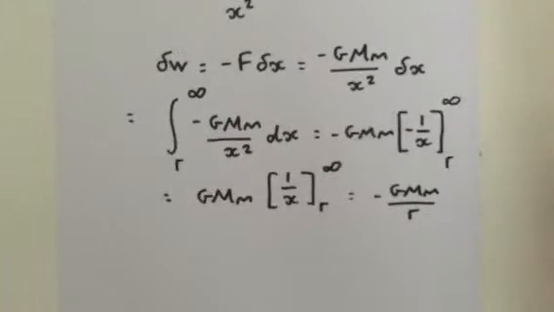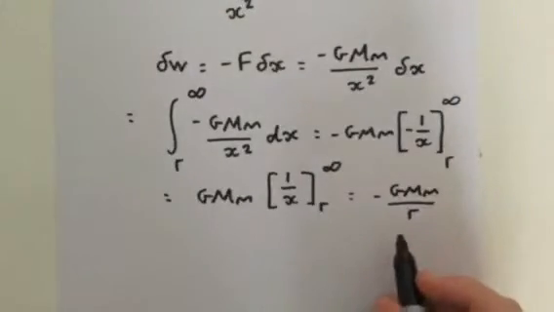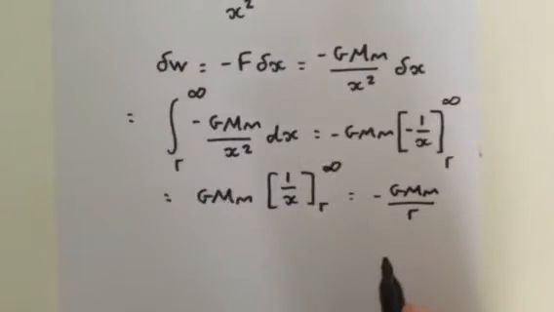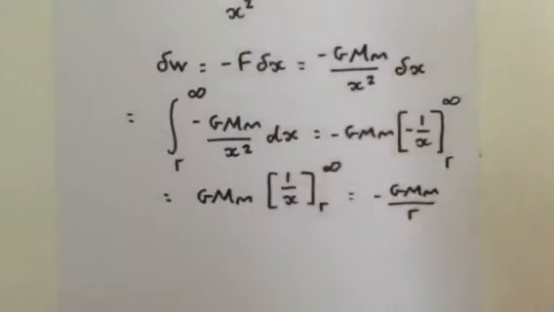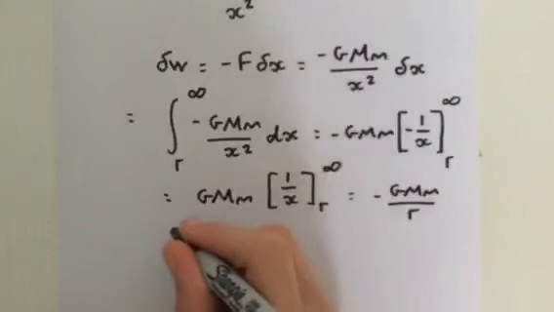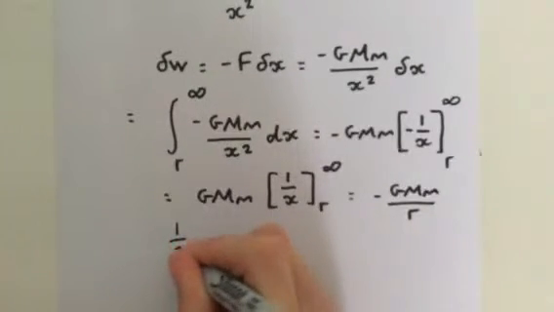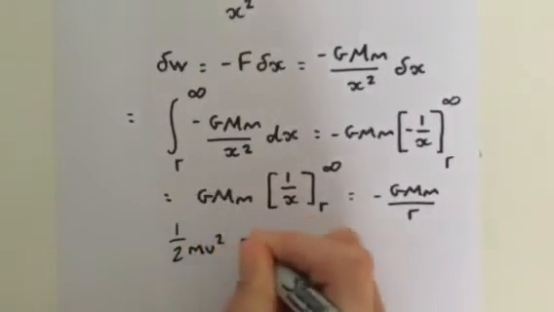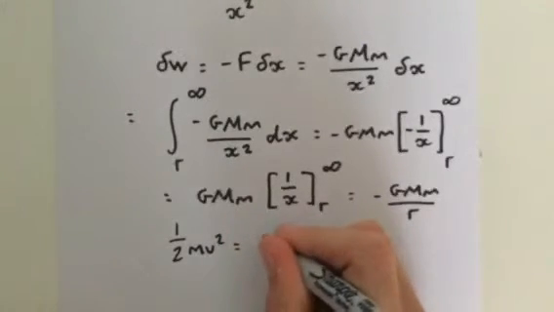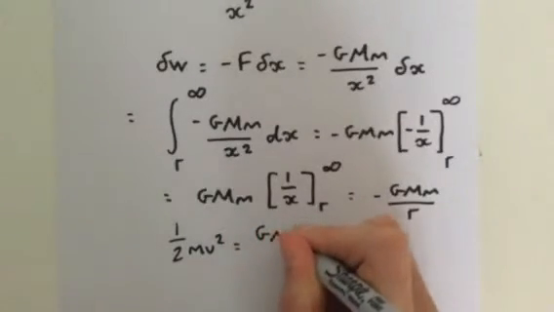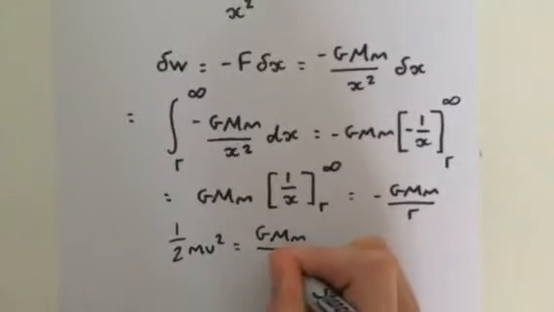If the body leaves the Earth with speed v and just escapes from its gravitational field, we can say the kinetic energy is equal to the work done, which is the conservation of energy. So kinetic energy, half mv squared, is equal to our work done, GMm divided by r.